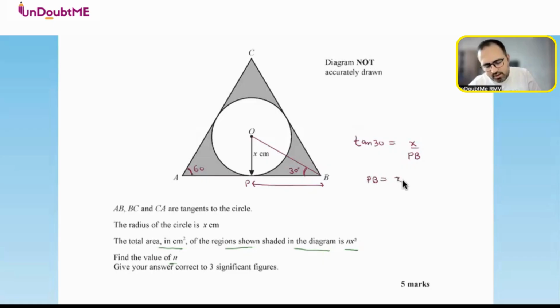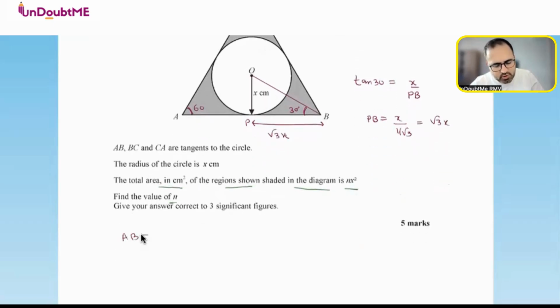And PB is x over tan 30. Tan 30 is 1 over root 3. So that will give me root 3 x. For this, a calculator can be used if you don't know the value. So we have got PB as root 3 x. AB is twice of that. So I have got AB is equal to 2 root 3 x.